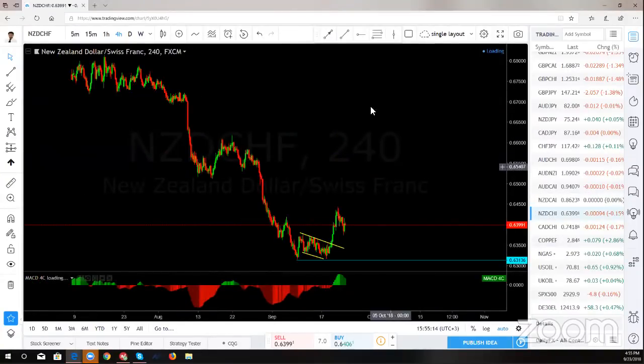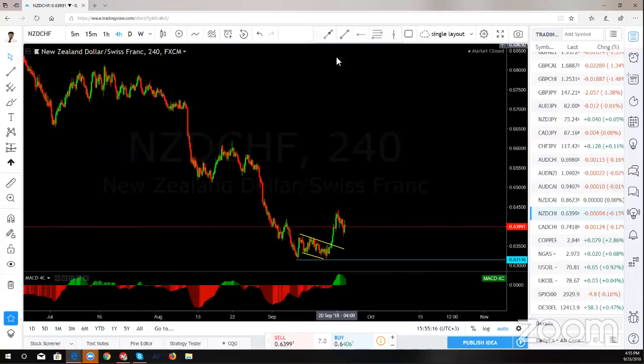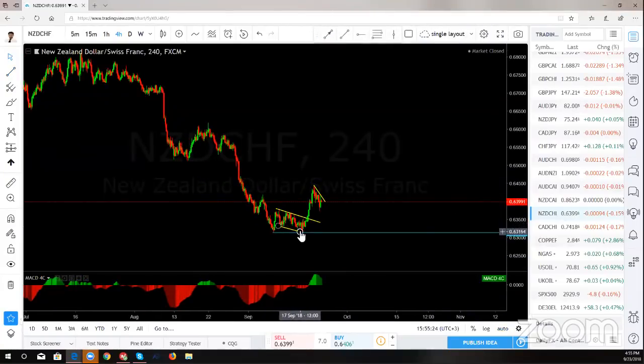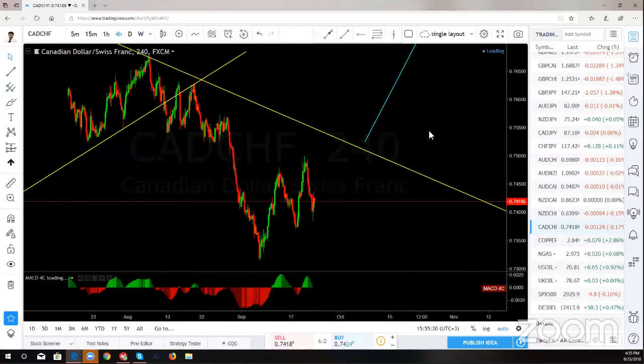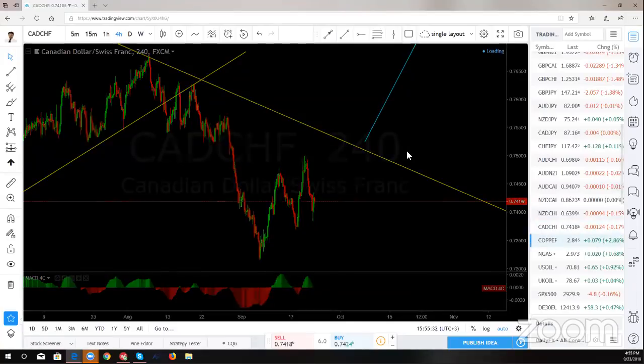New Zealand Swiss. Well, it looks like you're getting a buy here. You had a buy in here. You see that pattern there? They came very much to the low. They break. They're going. You might get another buy here. CAD Swiss. Stay out of this.